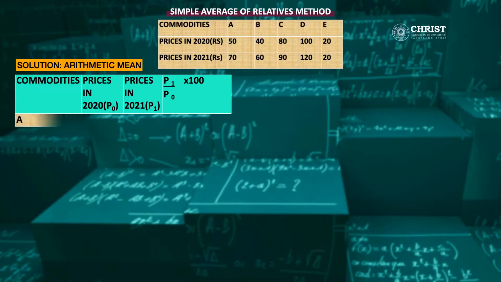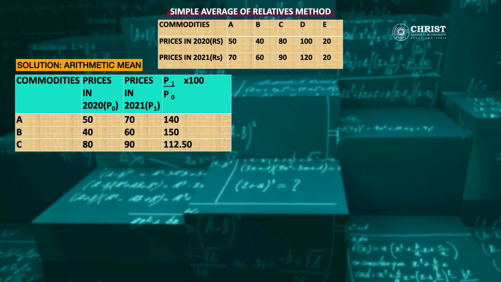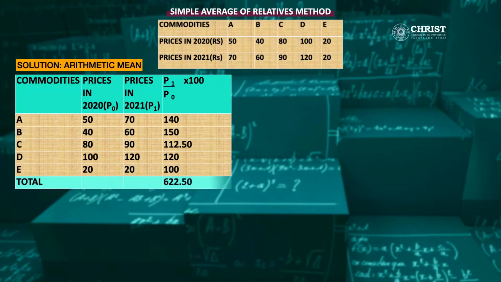This computation is based on arithmetic mean. For the first price relative, we calculate 70 divided by 50 into 100. That is how we are getting 140. It is calculated the same way for all other commodities. That is, 70 divided by 50 into 100 is equal to 140.